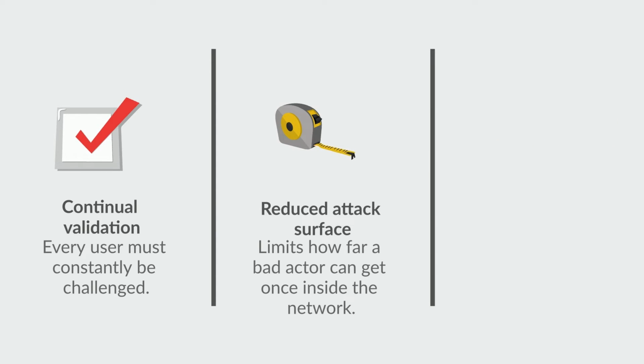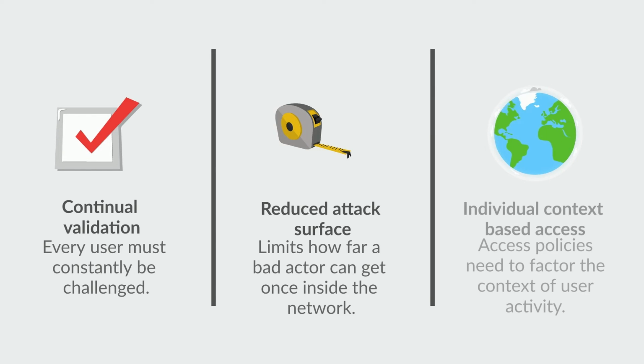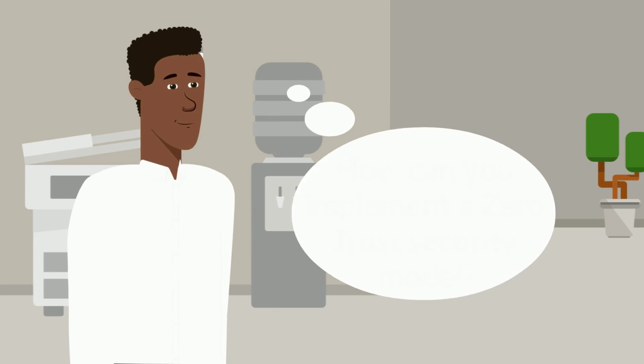Reduced attack surface. A commitment to least privilege access is one of the ways to make this happen. It limits how far a bad actor can get once inside the network. Individual context-based access. The access policies need to factor the context of a user's activity, the geolocation, device used, resources being accessed, and other factors in real time, and adapt as needs and functions change.